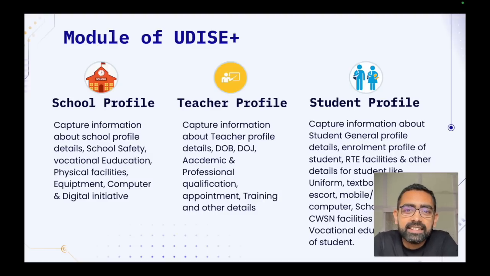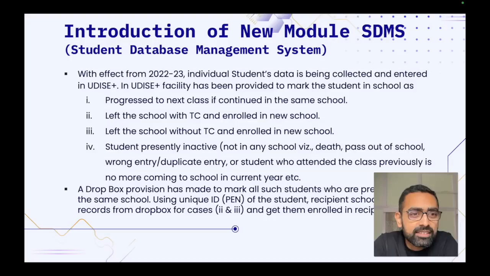As I said earlier, now we have something called SDMS, the Student Database Management System, and every student is being tracked. When you migrate a student, there can be various scenarios. He has progressed to the next class, so you have to enter it in the progression module. He has left school with TC, or left school without TC. All these options are available, and you have to update the UDISE. Then when the student goes out from a school, that student goes to a drop box, and any school wherever he takes admission can pull, or import, these student details from the drop box.